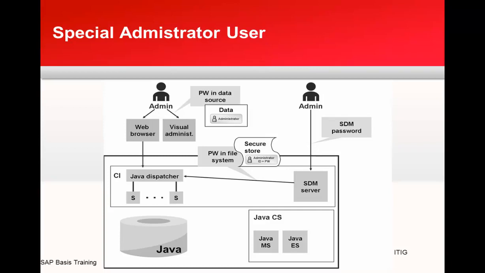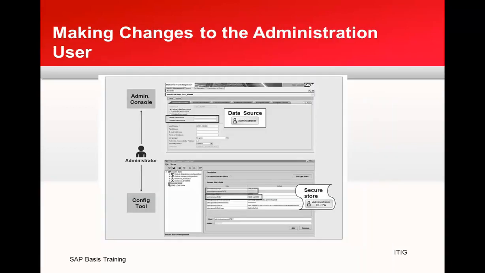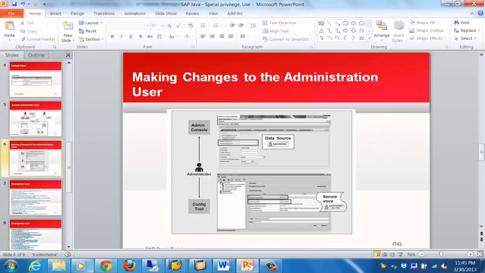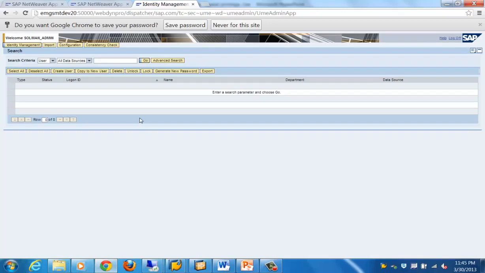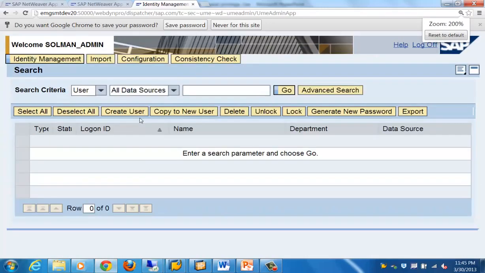You come to the Java dispatcher, which in turn goes to the SDM server whenever we are deploying any patches. Two things to note. Whenever we are changing passwords, you go to the UME portal. I'll show you the UME portal. Okay, this is the UME portal. Let me enlarge this a little bit. In the UME portal you can search for the user called administrator.